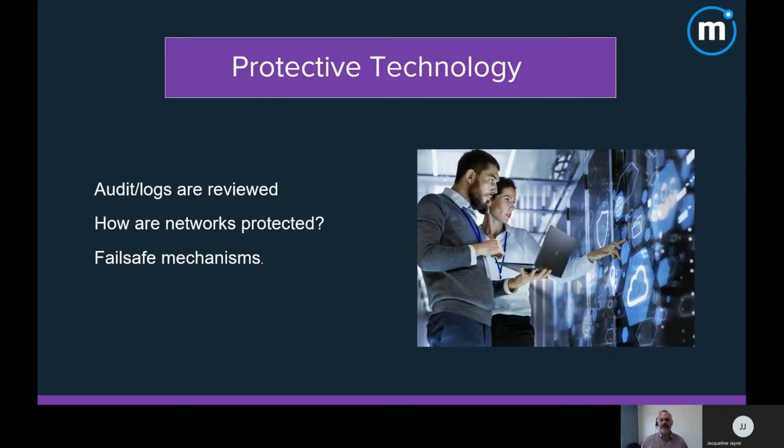Right, protective technology, a couple of things here. When we start talking about how networks are protected and logs, what we're looking at here is predominantly starting with your firewall technology, intrusion prevention systems, and so forth. A lot of the time, these are bundled into a single device now, or it's a number of devices that are spread across the network.